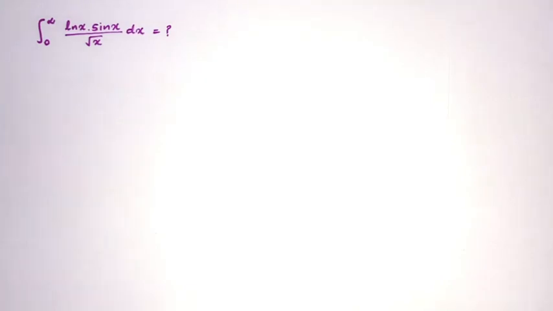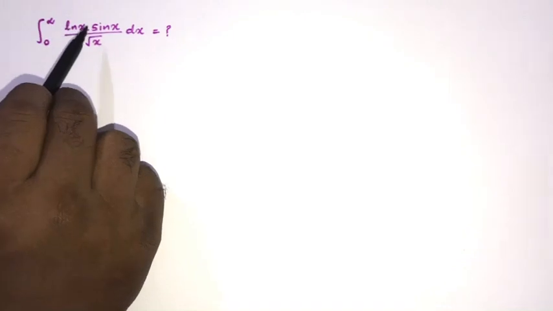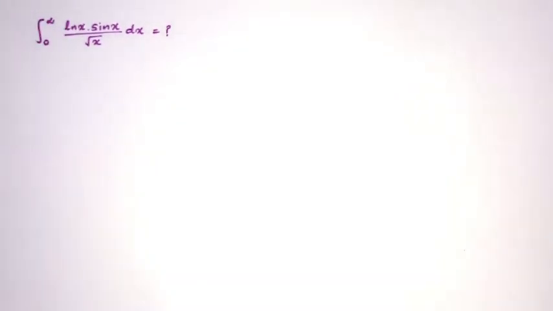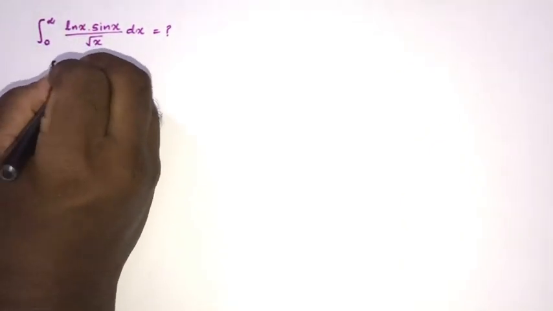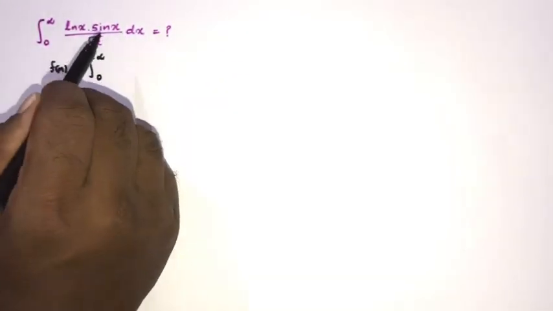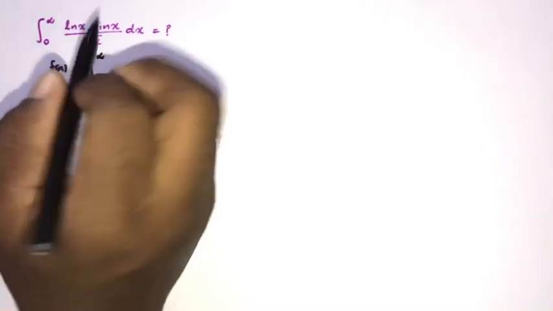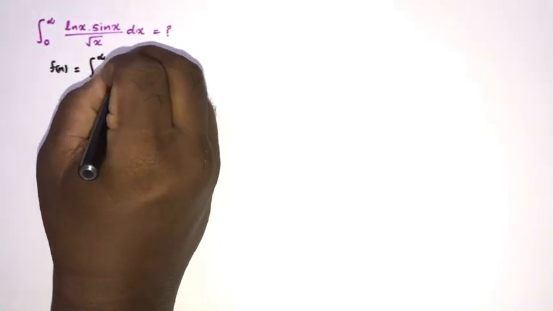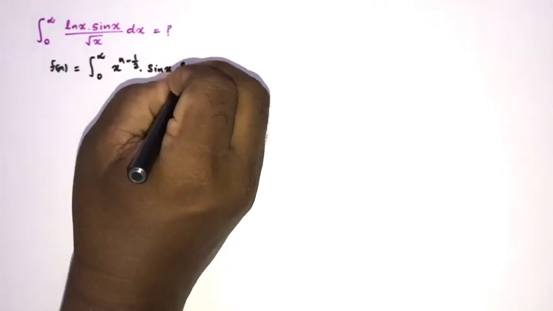In this video we are going to solve this interesting integral from 0 to infinity of natural log of x times sine of x over the square root of x dx. How to begin? Well, first I'm going to define a function f of n. f of n is equal to the integral from 0 to infinity of x to the n minus 1/2 times sine of x dx.